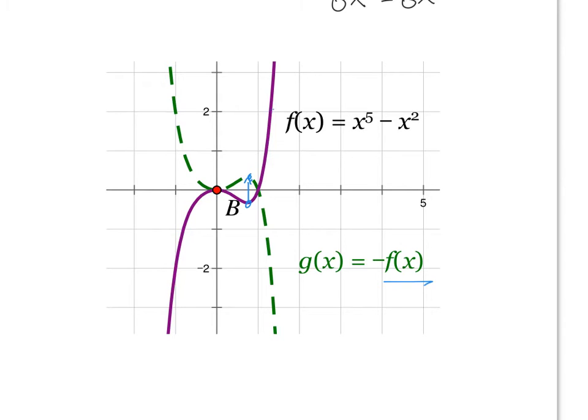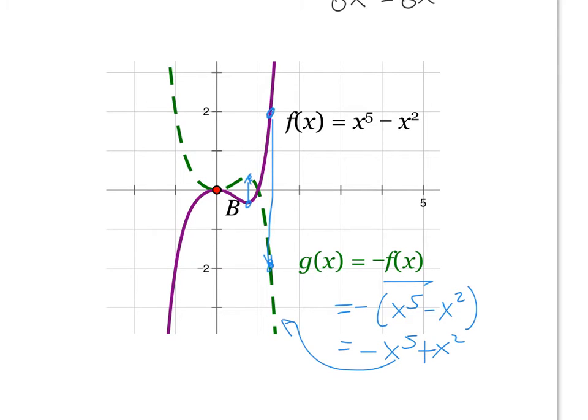When you make a y value opposite, a negative y value bumps up and becomes a positive y value. This positive value here of 2 flips down here and becomes a negative 2. So all the positive heights become negative heights, and all the negative ones become positive. The green dotted line here is negative f of x, or more specifically, negative times x to the 5th minus x squared, which would be negative x to the 5th plus x squared. That's what that green line is. Call that g of x.